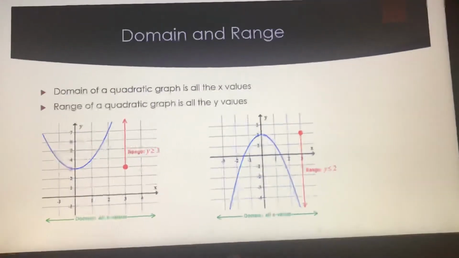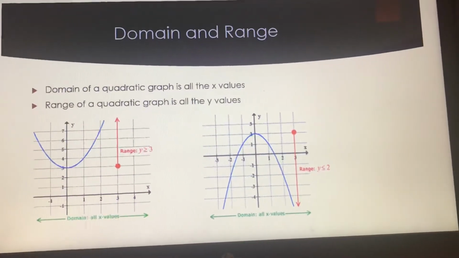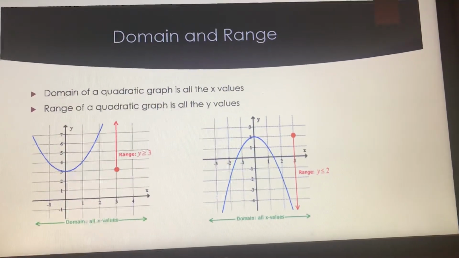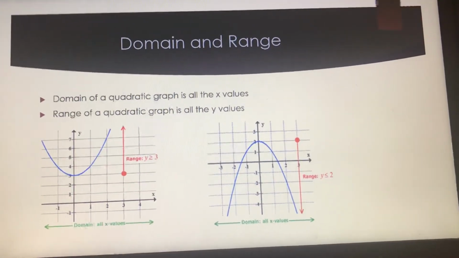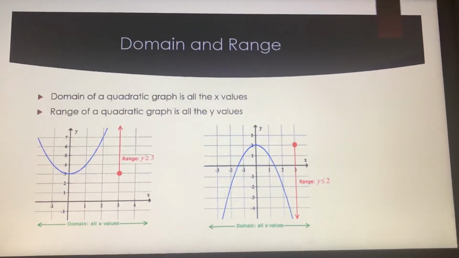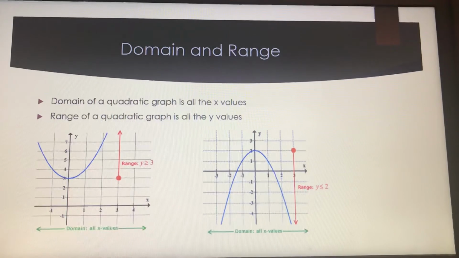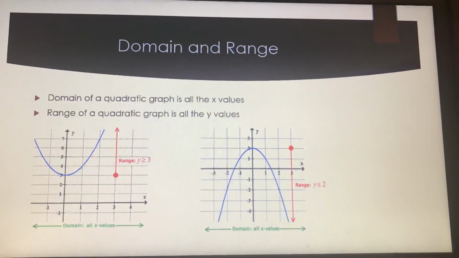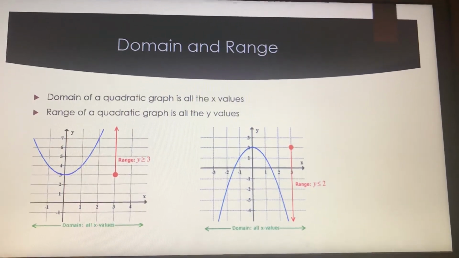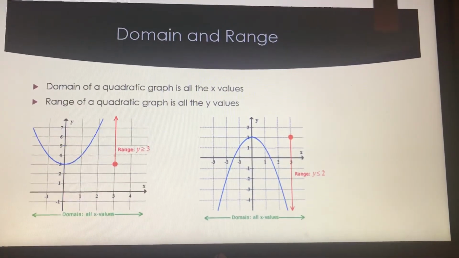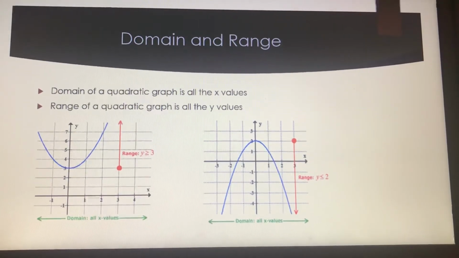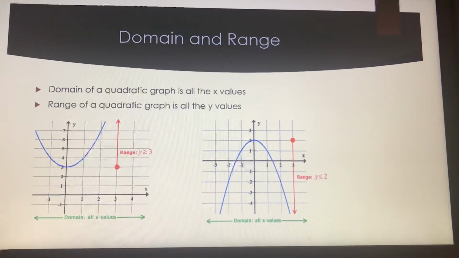The domain and range of the quadratic graph consist of, the domain would be all the x values of the graph, and the range would be all the y values. If you look at the first graph, it stops at y is 3. So the range would be y is 3 and all the numbers greater than 3. The domain would be all the x values, because if you look, the parabola is going from left to right, and it's going on and on and on forever.